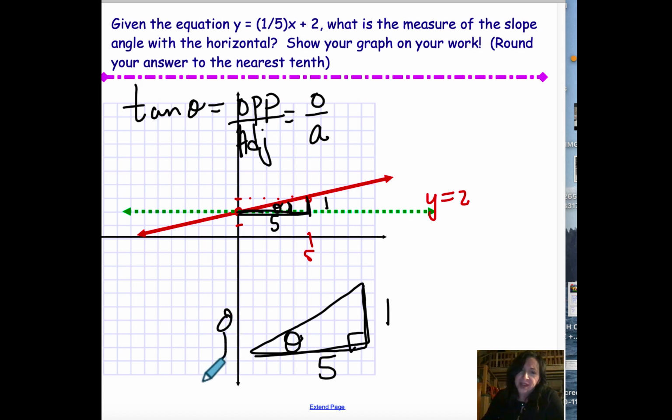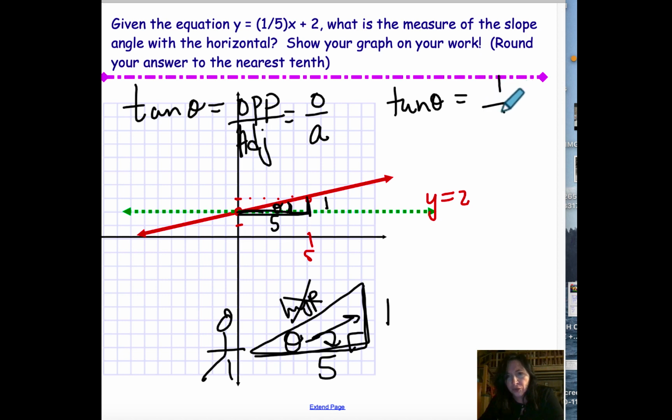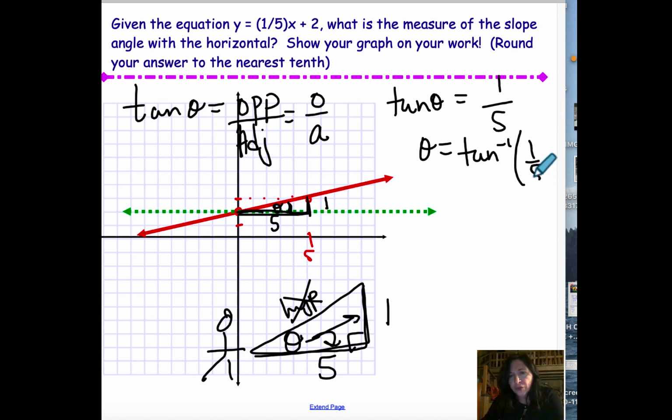So if you're standing right here on this corner, you're thinking opposite and adjacent. Now this is my hypotenuse, and I don't want that. I'm given the opposite and the adjacent. I'm going to use tangent. So I'm going to say, well, tangent of theta is equal to 1 over 5. Theta then is going to equal arctangent, okay? Theta is equal to arctangent of 1 over 5.